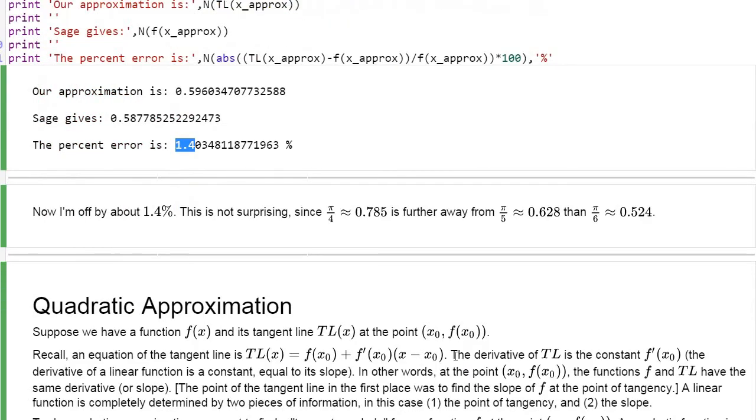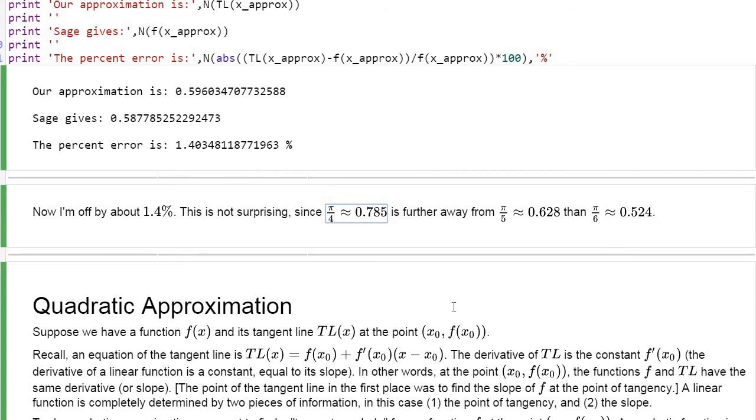Now, we shouldn't be surprised by that. If you look at the decimal values here, this is pi over 6, pi over 5. That's the thing we're trying to approximate. So we want our point of tangency to be as close as possible to this 0.628. Pi over 6 is roughly 0.524. So that's roughly a tenth away.